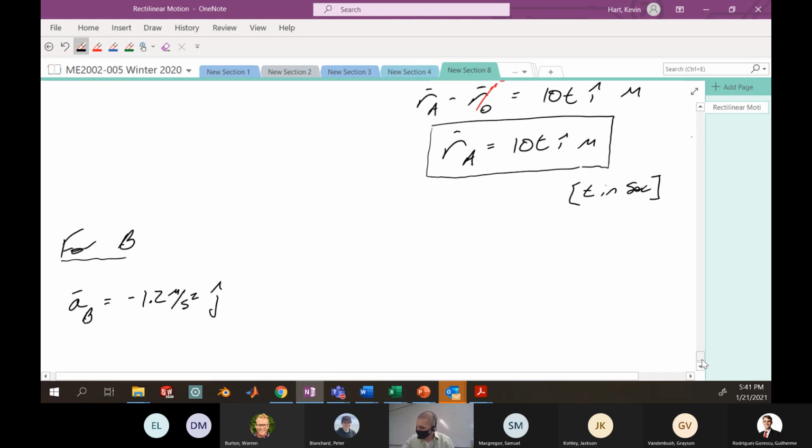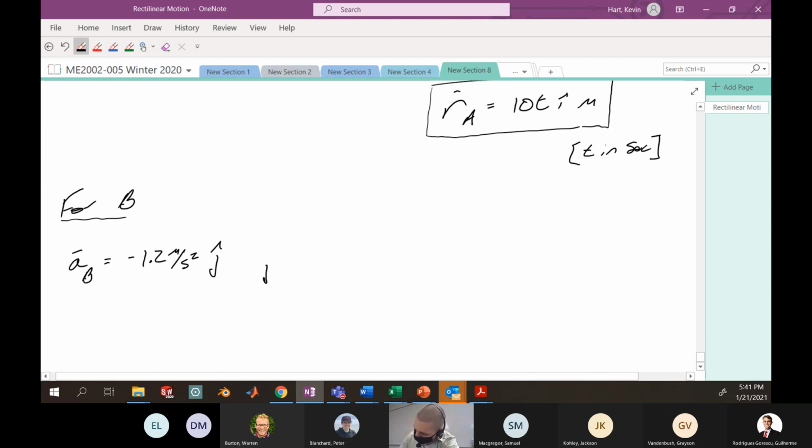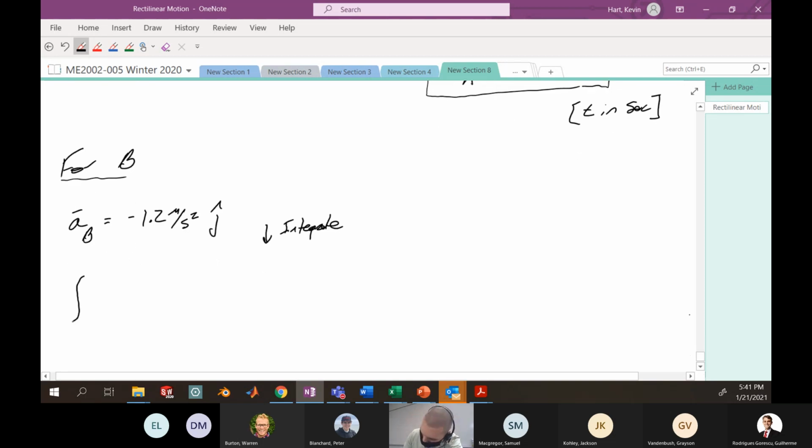I will go through the same rigmarole to get velocity by integrating. So my integral here from the initial velocity of B to some velocity of B, I'm integrating over the velocity, is this integral of a_B dt.